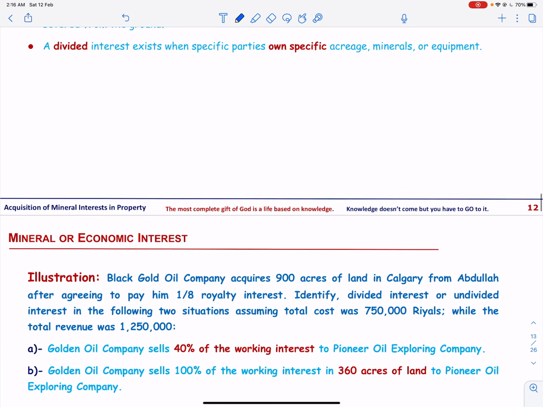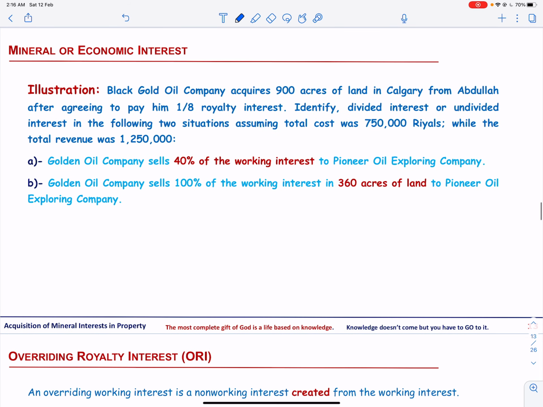Let us take an example in this regard. Black Gold Oil Company acquires 900 acres of land in Calgary from Abdullah after agreeing to pay him 1/8 royalty interest. Identify divided interest or undivided interest in the following two situations, assuming the total cost was 750,000 riyals, while the total revenue was 1,250,000.